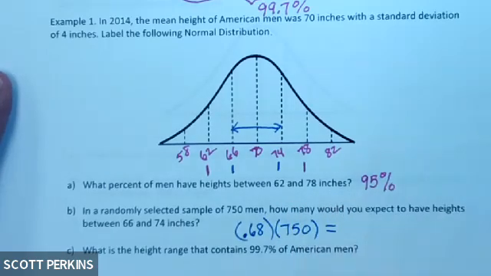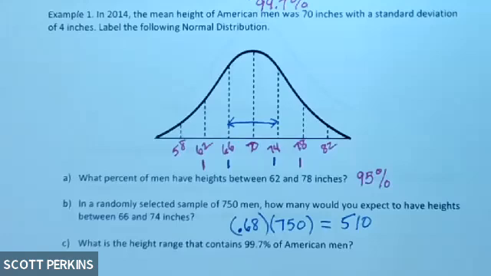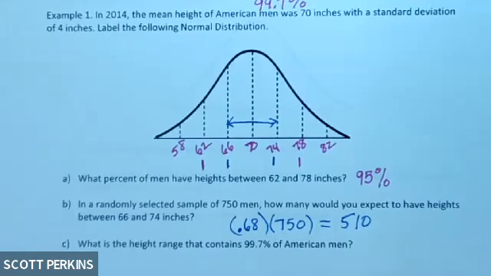When I throw that down in my calculator, everybody got a calculator handy? What do we get when we multiply those two numbers together? 510? Beautiful. Thank you very much. So what I would expect in my random sample is right around 510 men from 66 to 74.